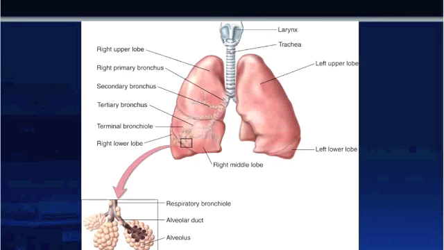The trachea continues into the chest, where it branches into the large airway tubes called the right and left mainstem bronchi. Each bronchus is joined to a lung, so one tube leads to the right and the other leads to the left.